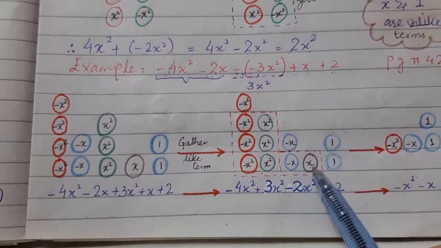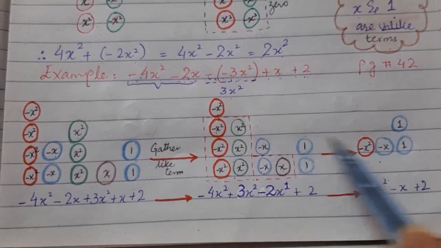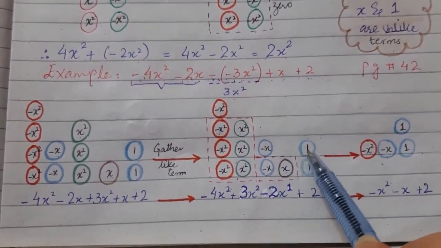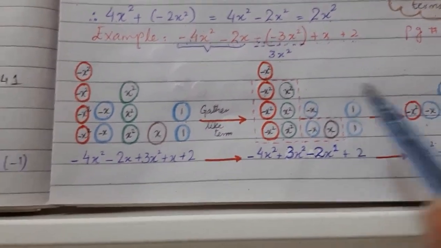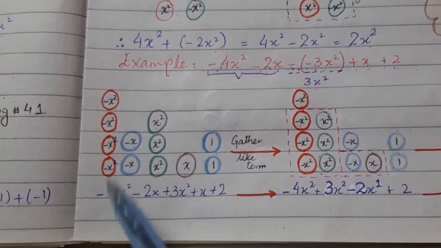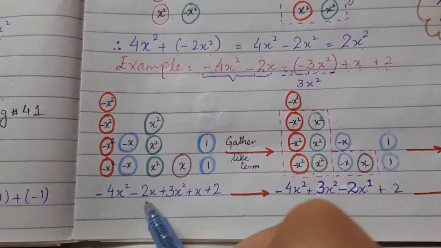When you add minus x with x, what will you get? Zero. So you are left with how many terms? This minus x square with this minus x with these two ones. You can see that here you can write it in this way: minus 4x square, then minus x and minus x, you will get minus 2x.